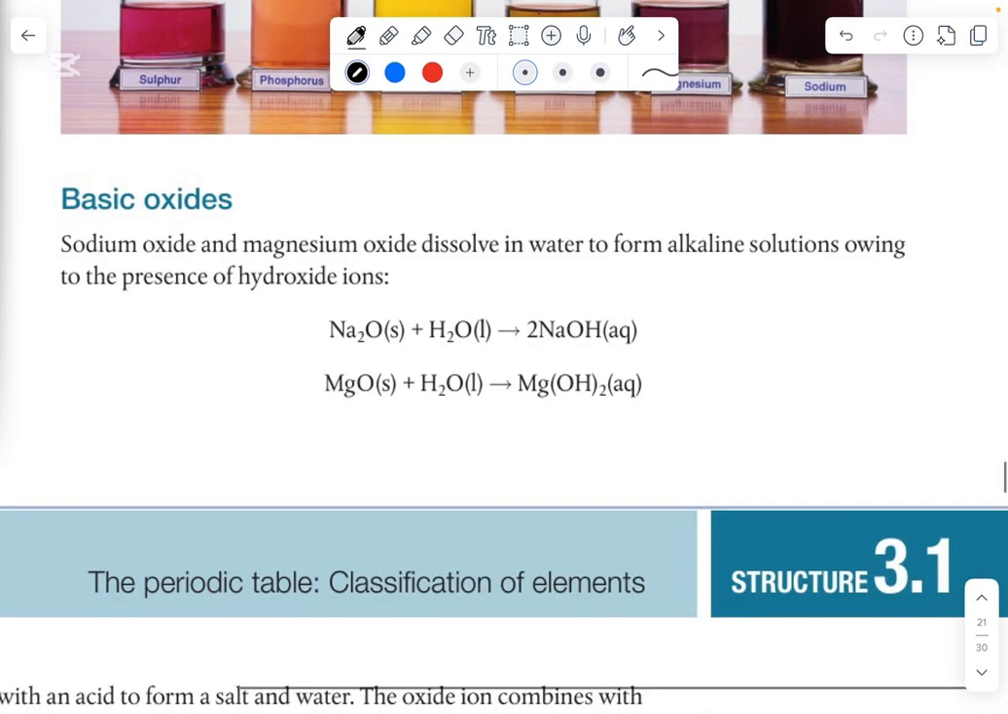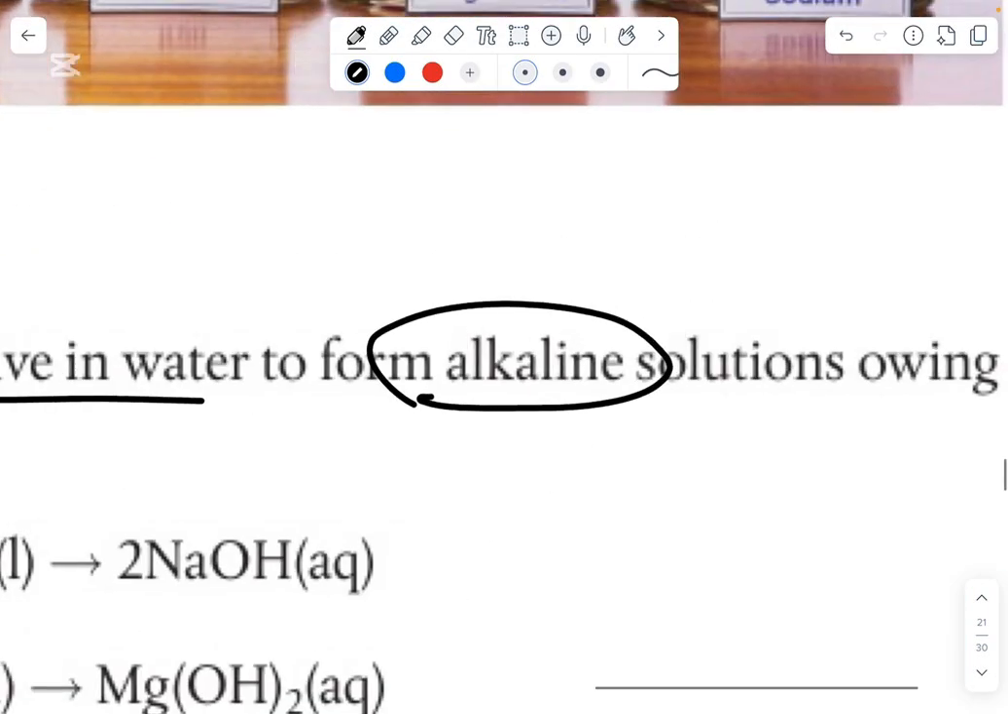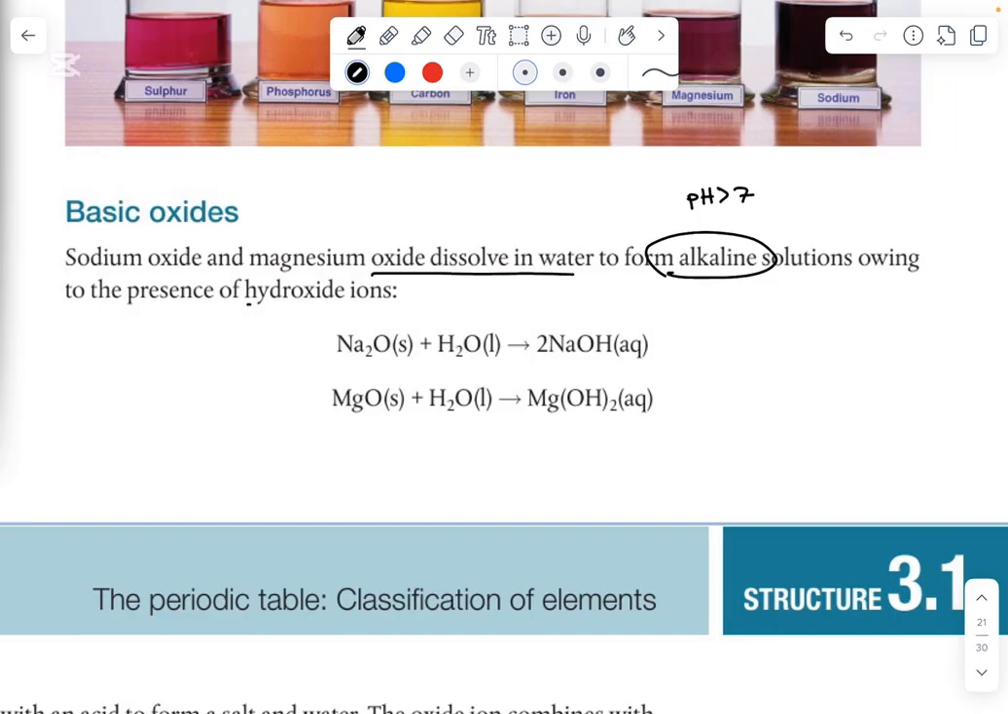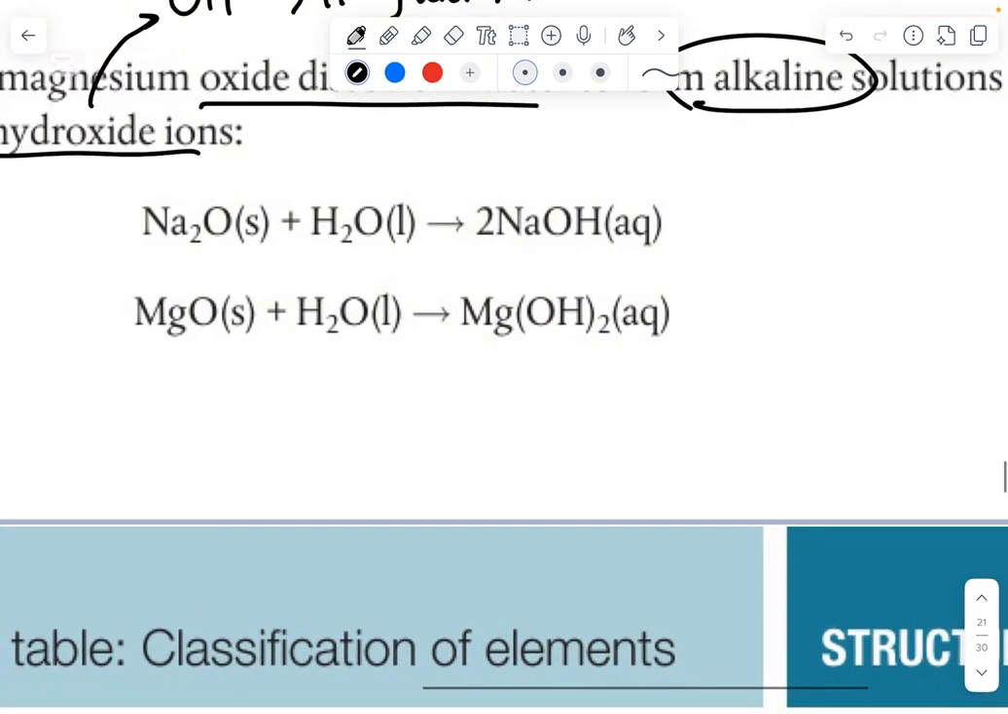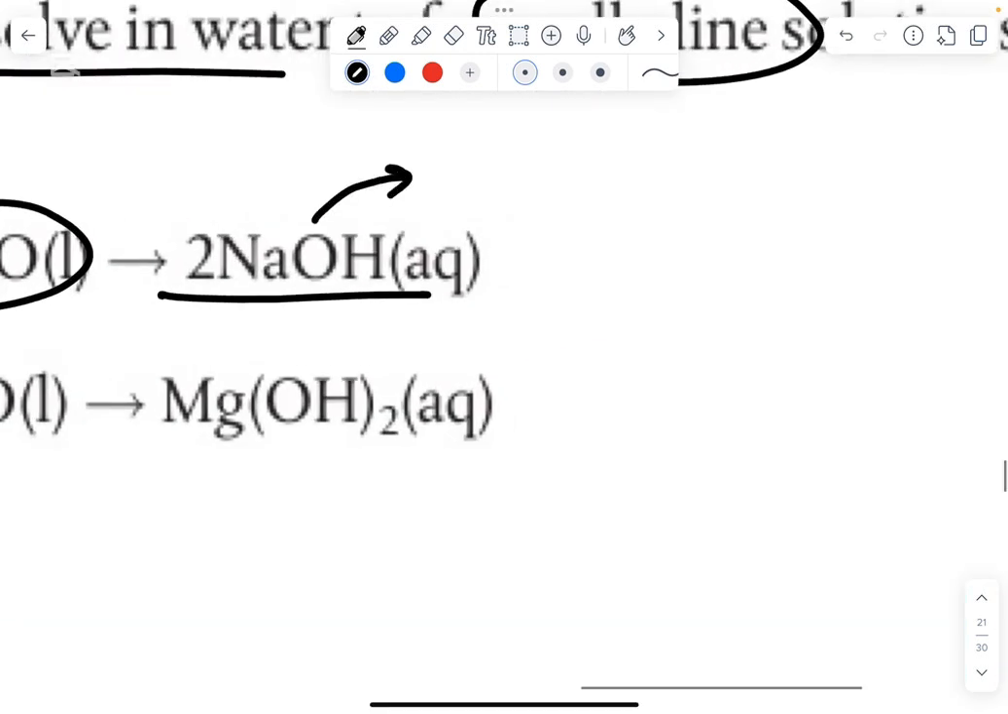Basic oxides dissolve in water to form alkaline solutions, which have a pH greater than 7, owing to the presence of hydroxide ions. Hydroxide ions are OH- ions, and if there are a lot of these, more than H+ ions, the solution is going to be basic. Alkaline. As you can see, when sodium oxide mixes with water, it produces sodium hydroxide, which dissolves in water to produce an alkaline solution.